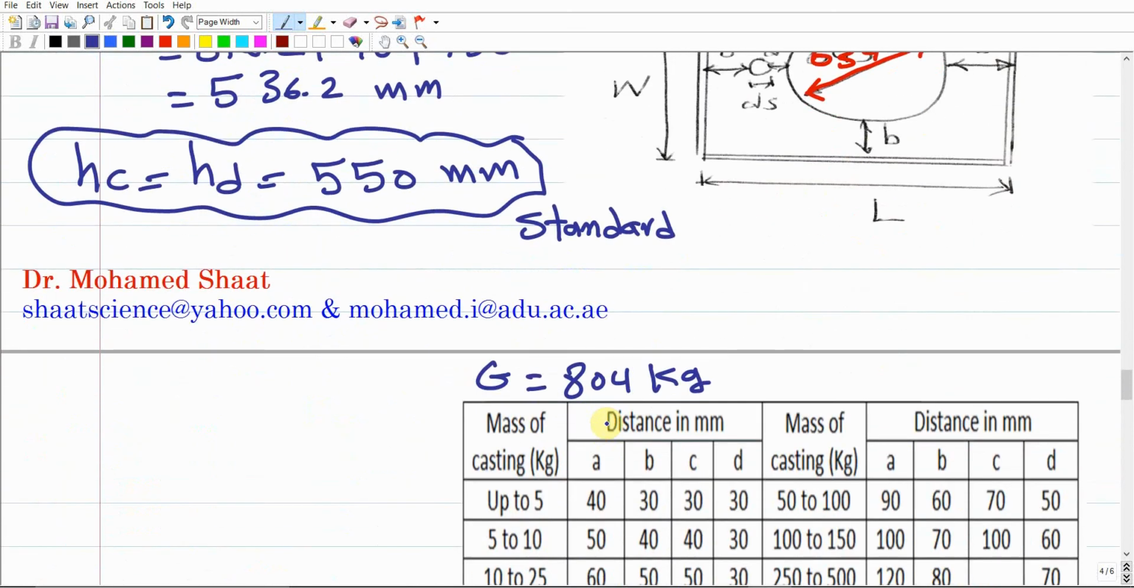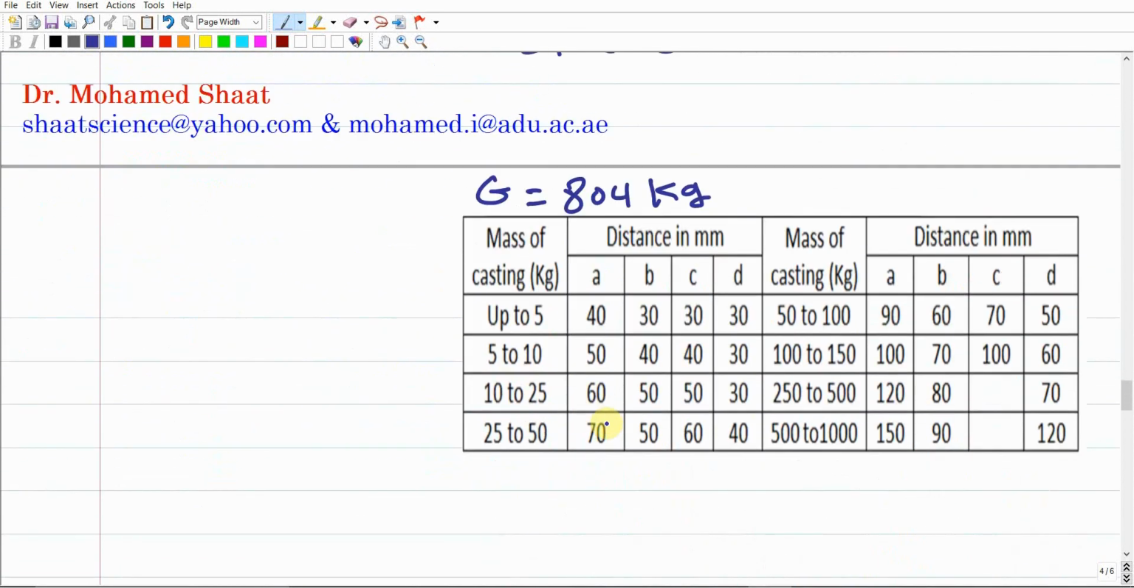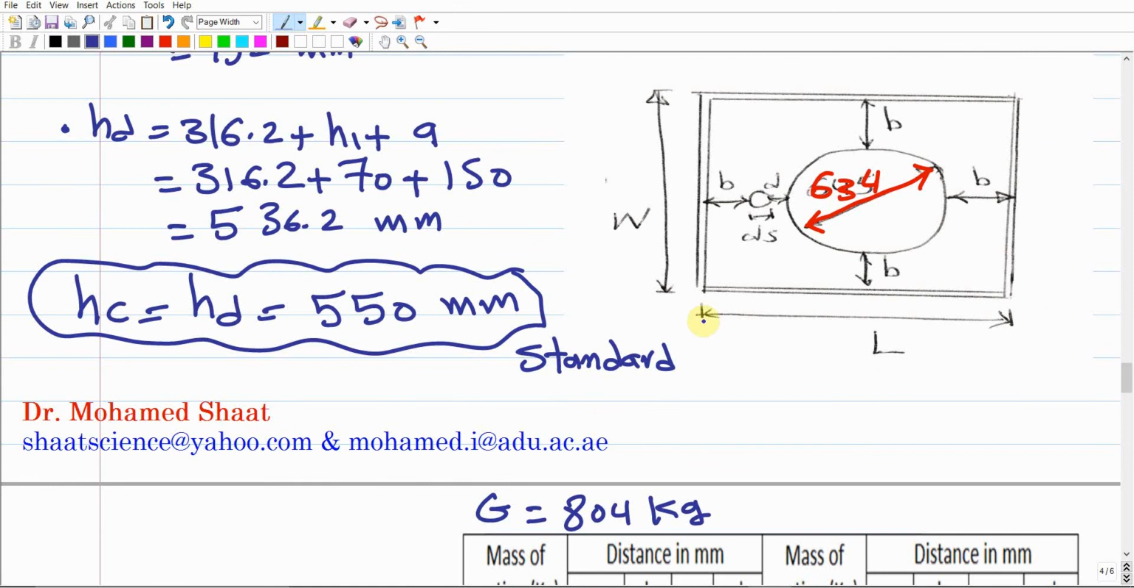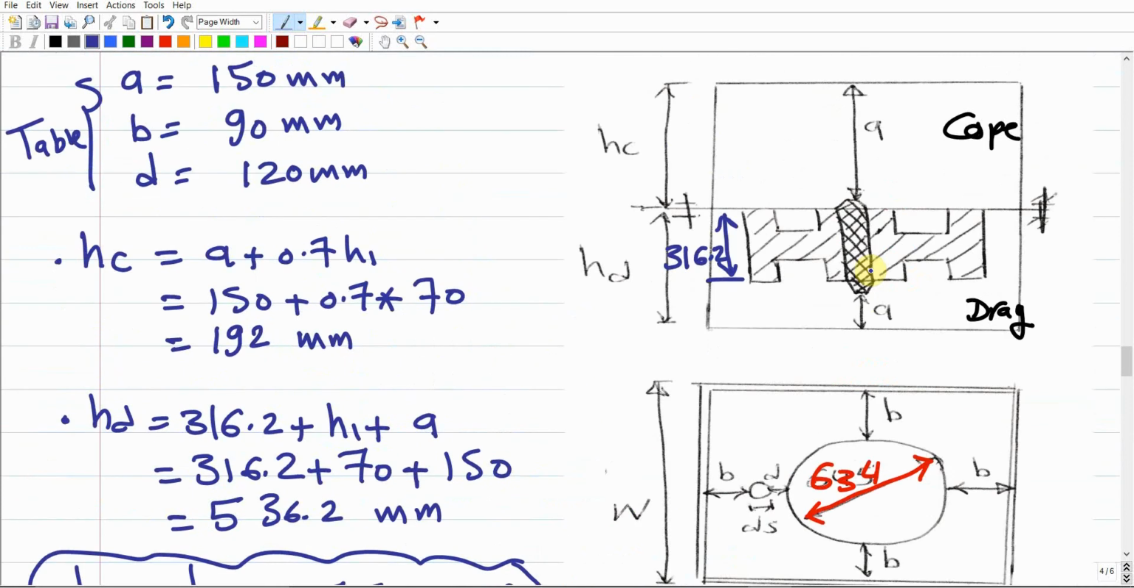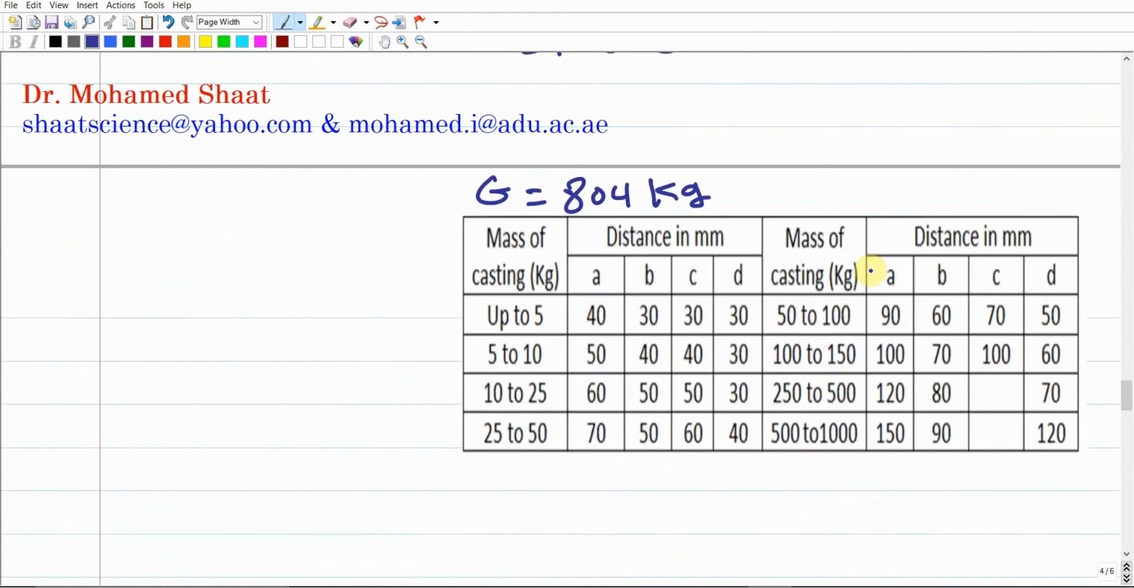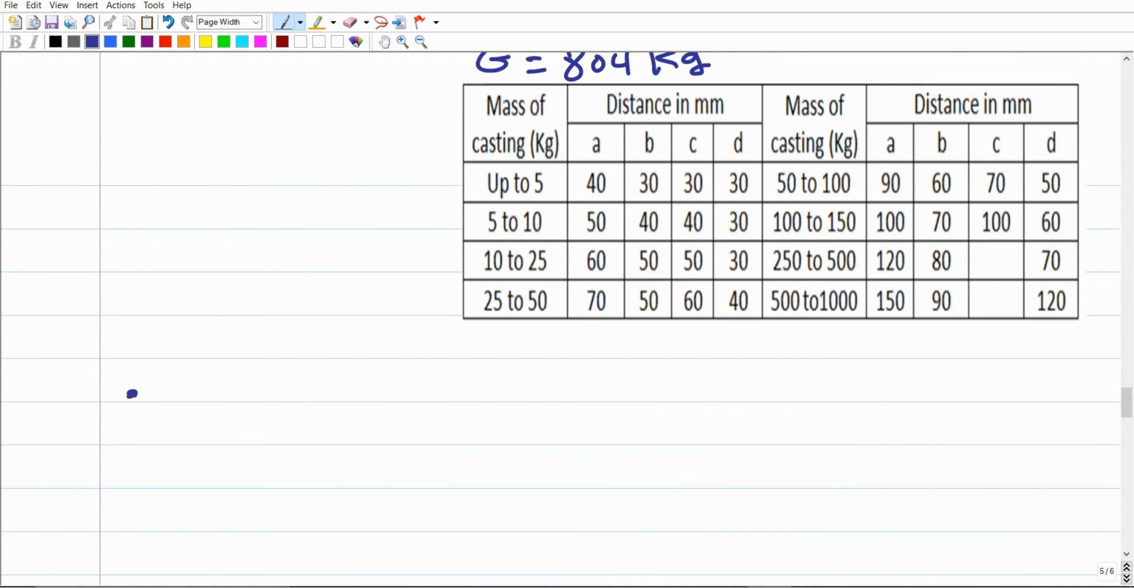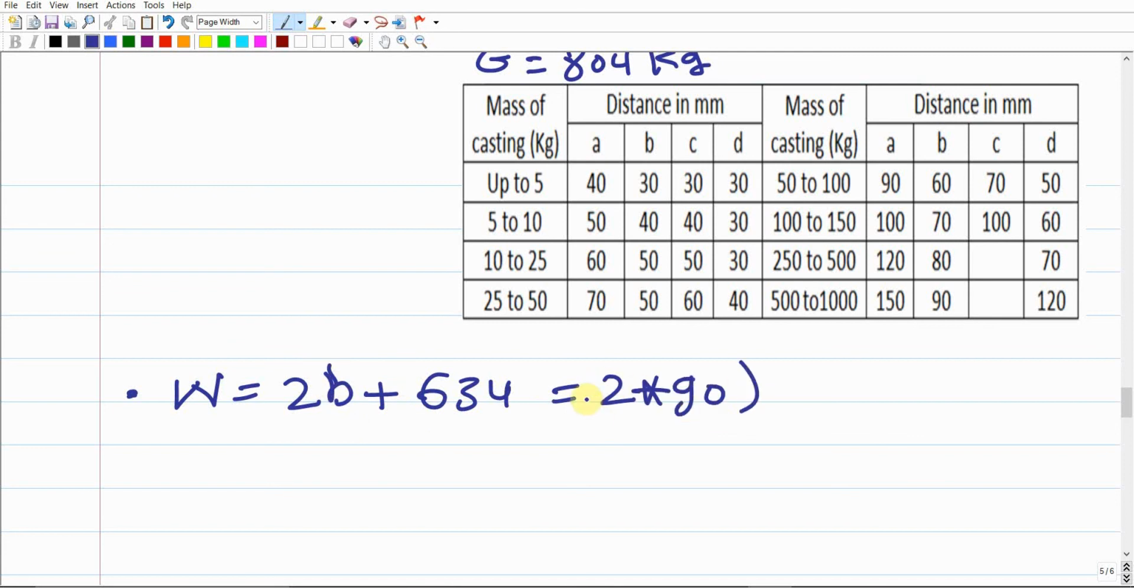How about the width and the length? We're going to do the same. If I ask you how much is the width, it should be B plus 634 plus another B, and the B we got here from the table is 90 millimeters. So what does it mean? It means that the total width, W, equals 2B plus the 634 millimeter. If you do the calculation, this should be 90 millimeter for the B, so we end up with 180 plus the 634.